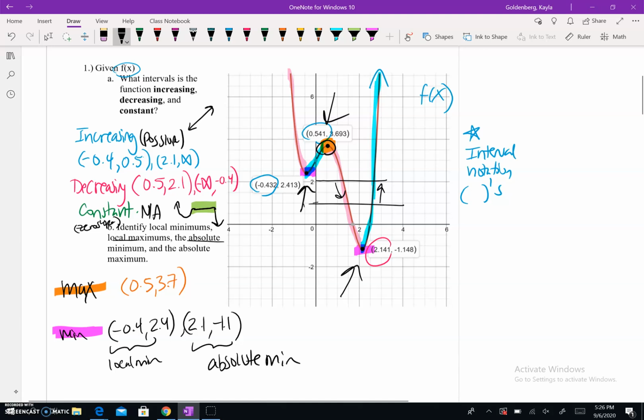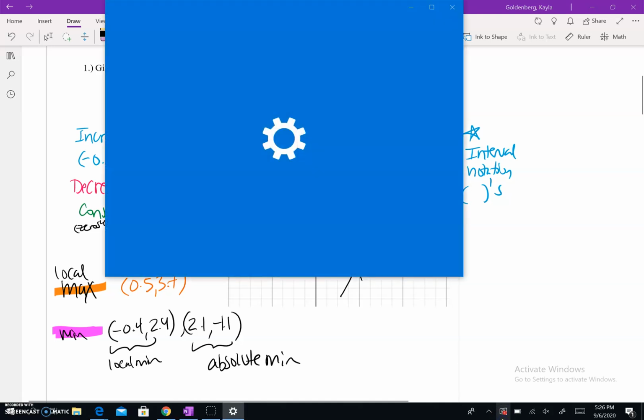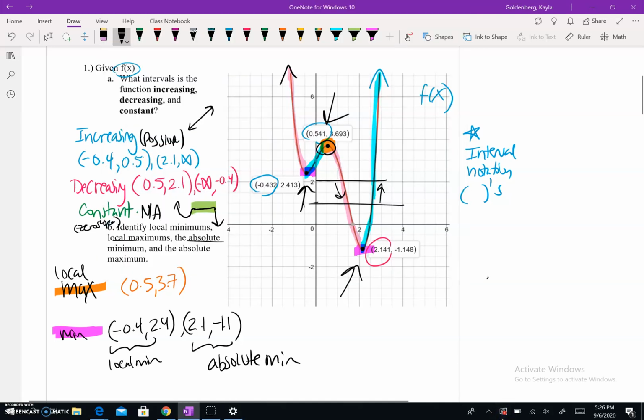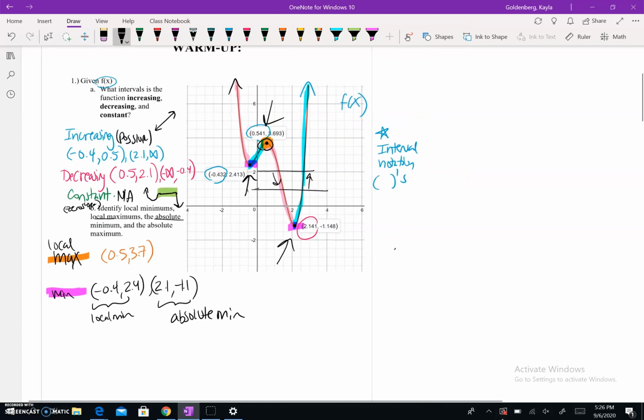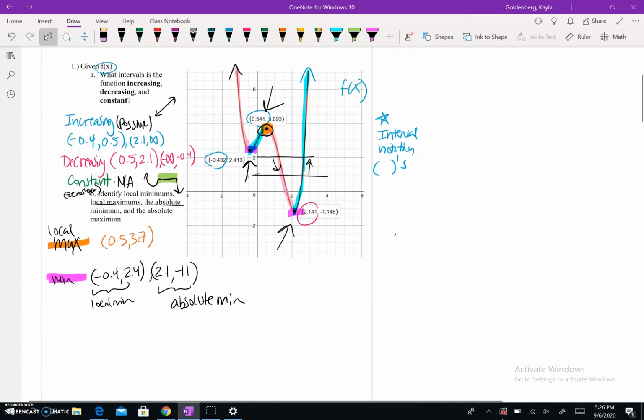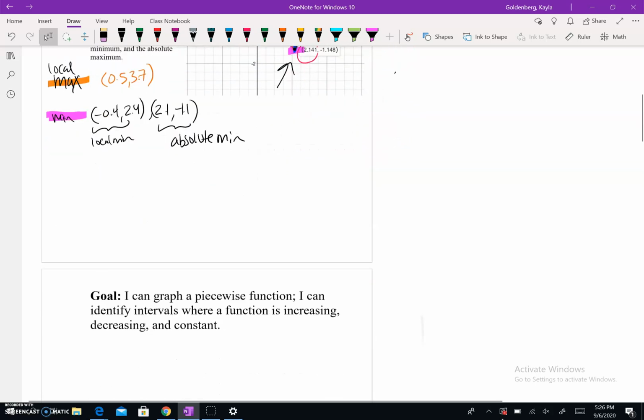Same thing as this one. This one would be called a local max, because notice the graph keeps going up, so that's not the biggest overall point. So we use those vocab words and we use the maxes and mins to really talk about where we are switching from increasing to decreasing. Those are going to be useful points for us.